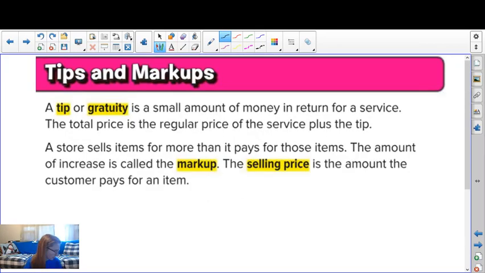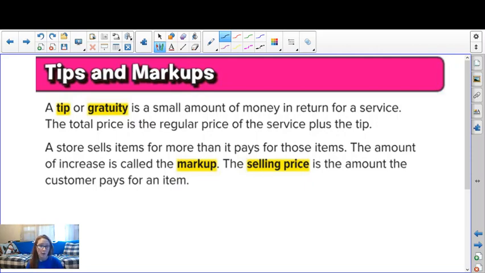All right, tips and gratuity and markup. Tips, or gratuity, I can never say that word right, is a small amount of money you leave for service. So pretty much you will tip someone if you are out to eat, or if someone's doing something extra for you and you really just want to thank them. It's just saying, hey, thanks for being awesome. So that's what a tip is. I think you all have seen that when you go out with your parents. But again, some of you may not have paid attention.